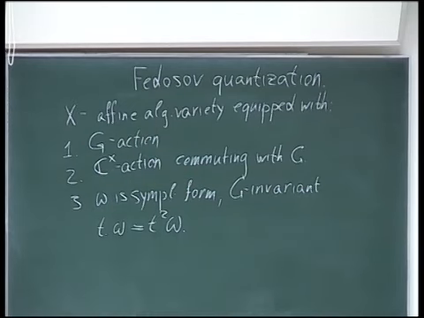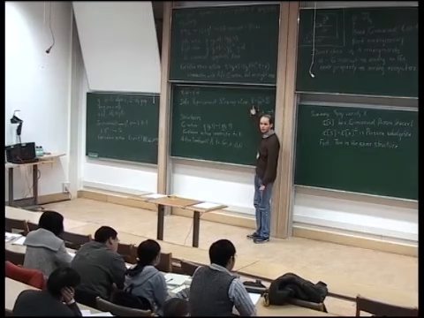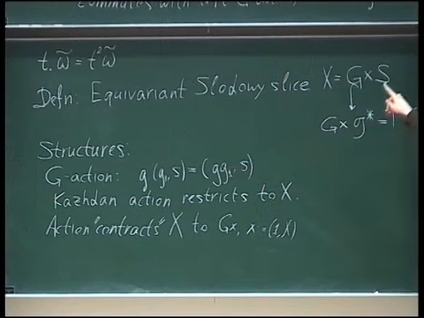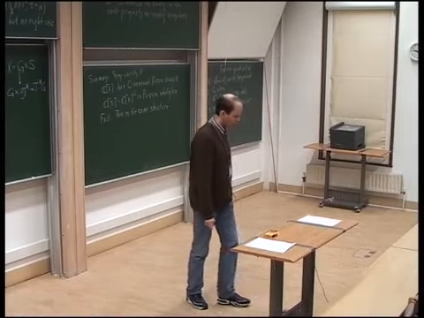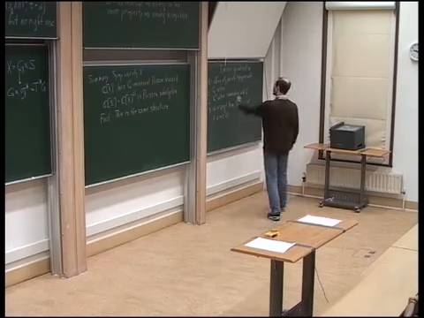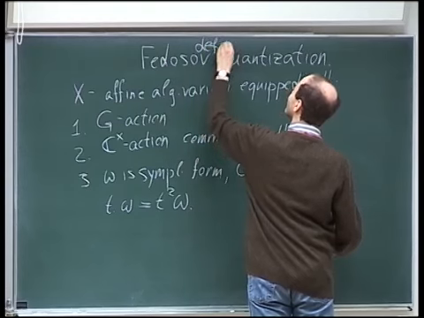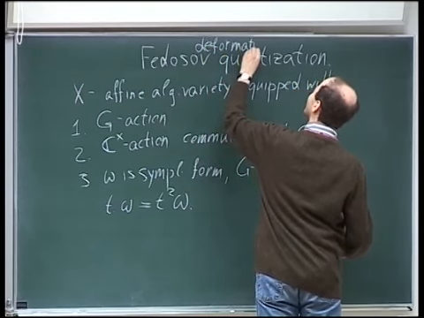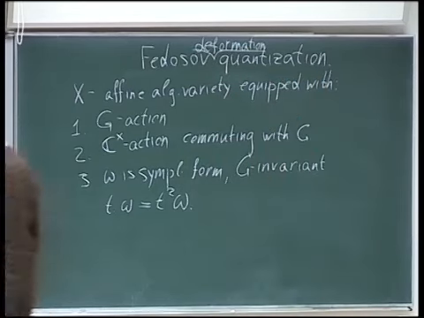For example, well, what are examples? X here is an example, or the cotangent bundle above is an example. Okay. Now, Fedosov quantization is deformation quantization, and let me explain what deformation quantization is.